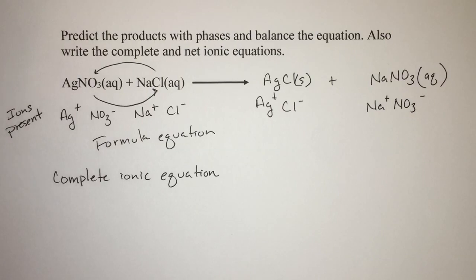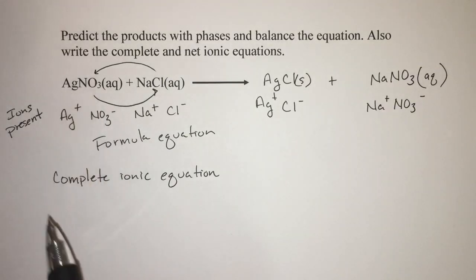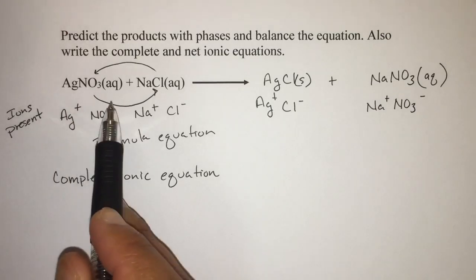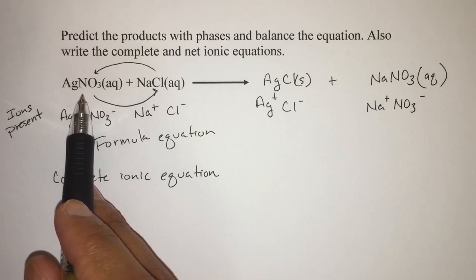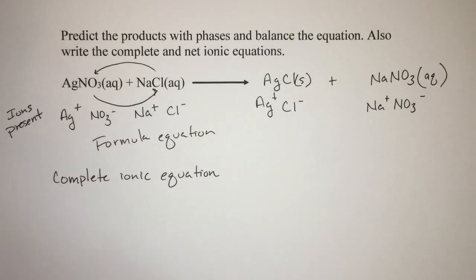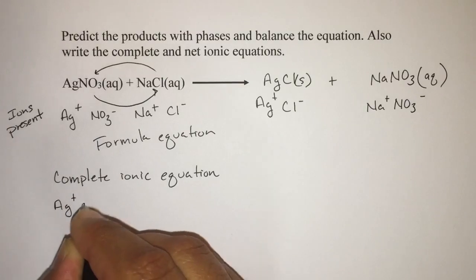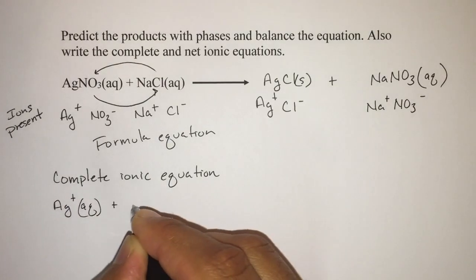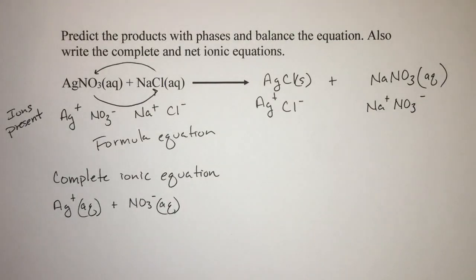In the complete ionic equation, the thing to remember is we want to write all of these species the way that they would look in solution. Let's start with the first species, silver nitrate. Silver nitrate is aqueous. That means that this is the way we write the formula, but this is not the way silver nitrate exists in solution. Because it's aqueous, it actually exists as silver ions in solution and nitrate ions in solution.